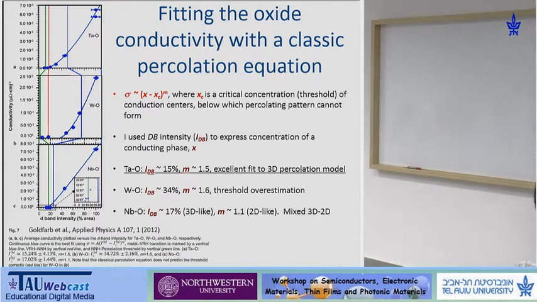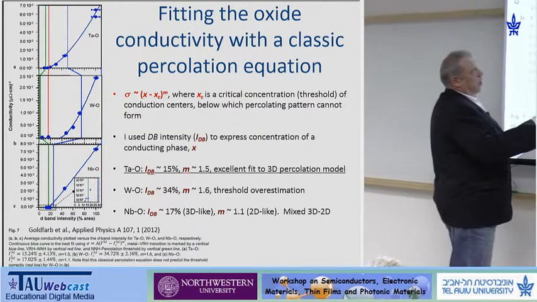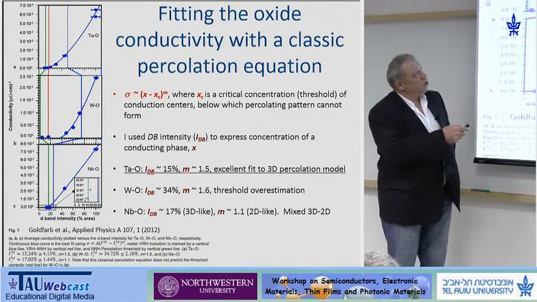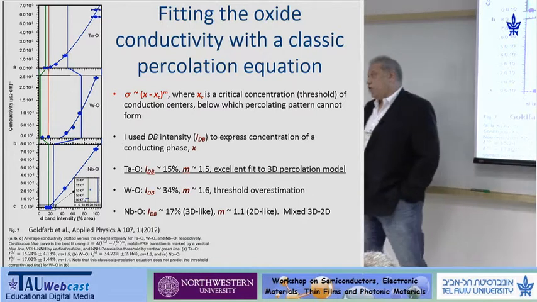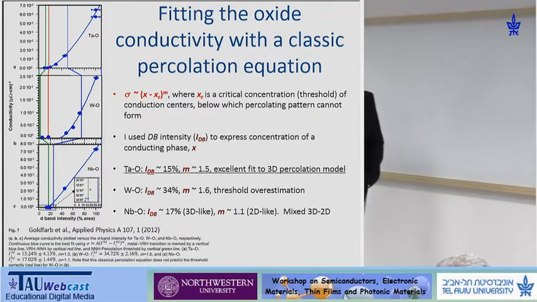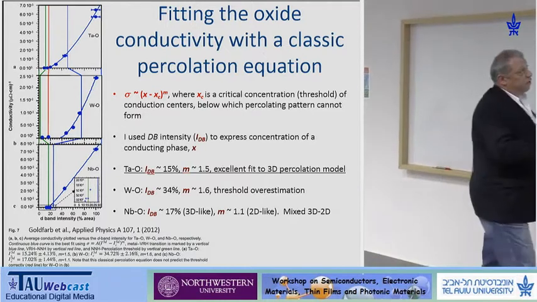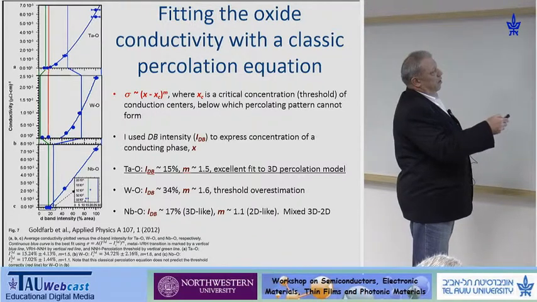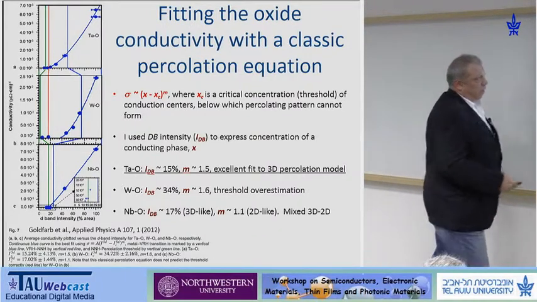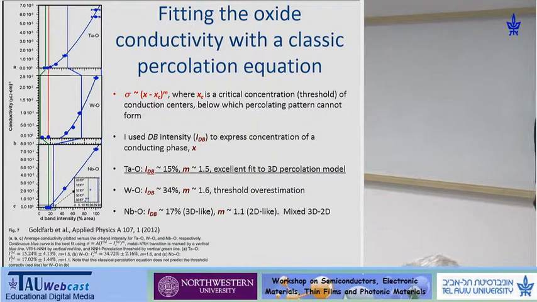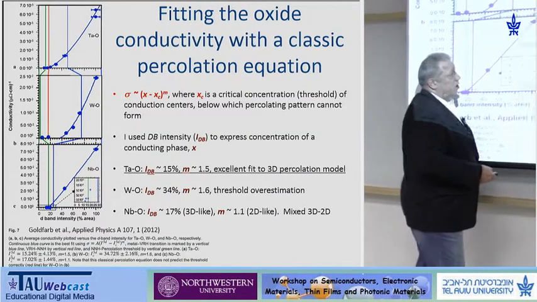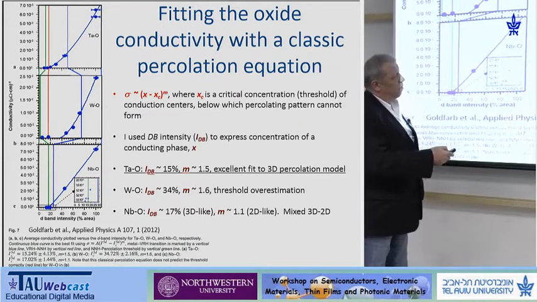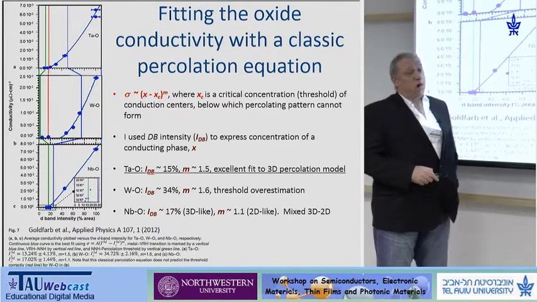So we can use the percolation equation here for the conductivity, where x is the concentration of the conducting centers, and x_c is some critical concentration below which no percolating pattern will be able to form. And what we see here from fitting, the fit on tantalum oxide is quite perfect, unlike in tungsten oxide, or even worse in niobium oxide. In tungsten oxide, we get exactly the parameters for the classical three-dimensional percolation, with the critical percentage of conducting centers about 15%, and the power about 1.5.